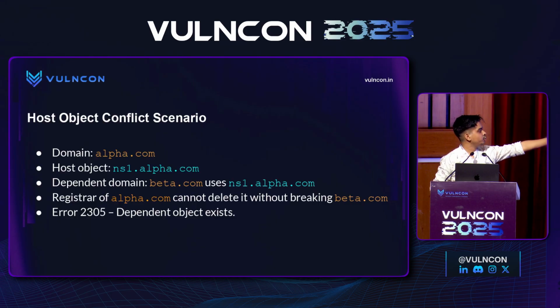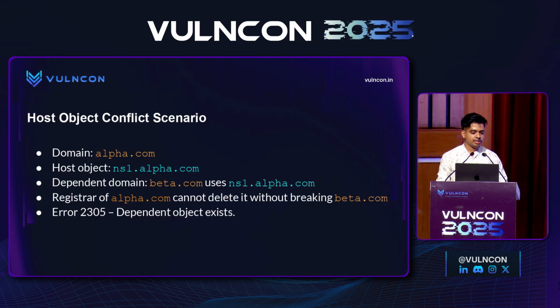So this is why, to prevent DNS hijacking, error 2305 of EPP exists. So if I have a domain and someone else is using a subdomain of my domain as their name servers, I cannot delete my domain unless and until that person either renames it or deletes it.